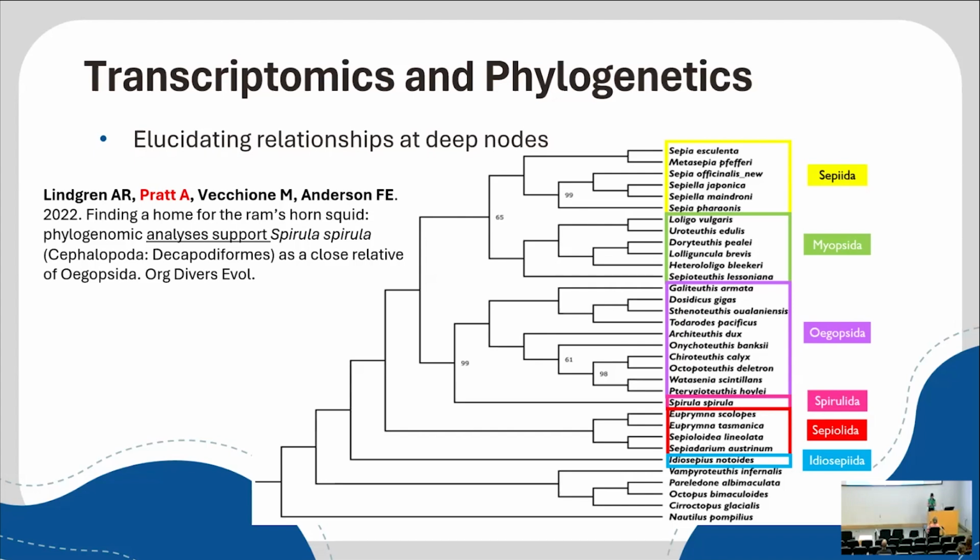And so this is a tree from our most recent transcriptomic paper, Lindgren et al. 2022. And these colors will represent the orders for the rest of this section. So you can see up here, Sepiida and Myopsida, large-bodied, shallow water squids, are grouping together. And then Egopsida and Spirulida are the outgroups to those. They're sister. You've got our large-bodied deep sea squids, followed by our small guys, which is Sepiolida and Idiosepiida, as sister to the rest of Decapodiformes.